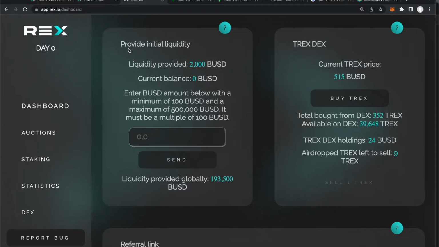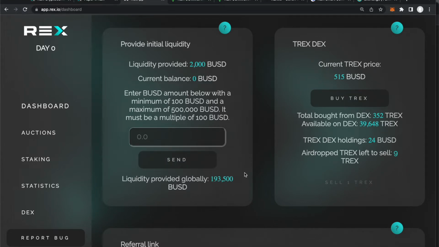I can see here that everybody else in the Rex community so far has contributed a total of almost $200,000 of liquidity. We're at $193,500 right now. So $2,000 of that almost $200,000 is mine. What we know from the white paper about the initial liquidity provision, and we'll get to this again in another video, is that there will be a certain amount contributed during this 7-day period.